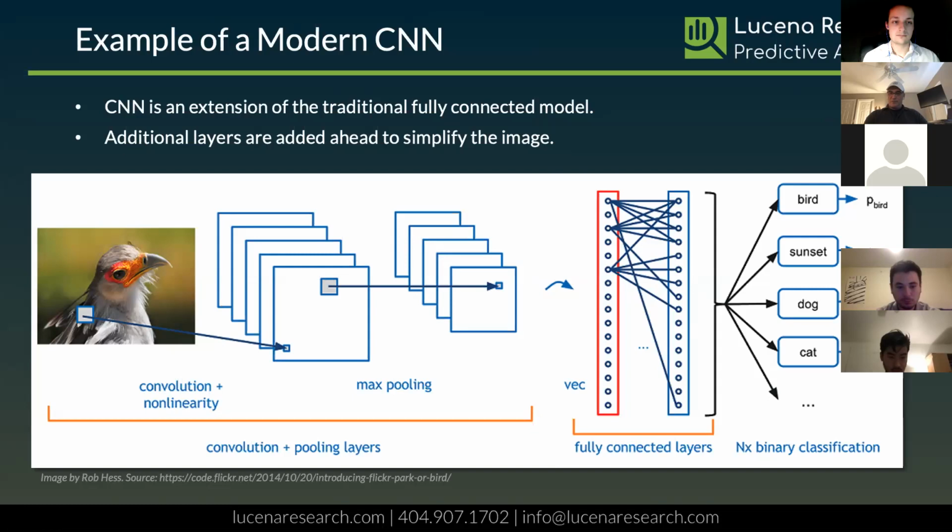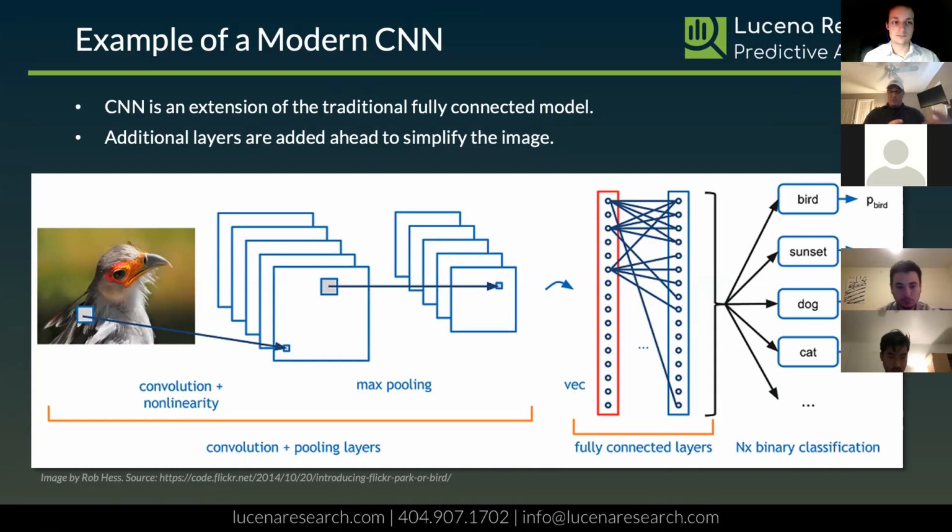A convolutional network is an extension of a traditional fully connected deep neural network, by which we are adding additional layers to downsample a large complex image. If you can imagine in the real world, a very complex image will take multiple layers to simplify what's really important for us to classify the object within the image.